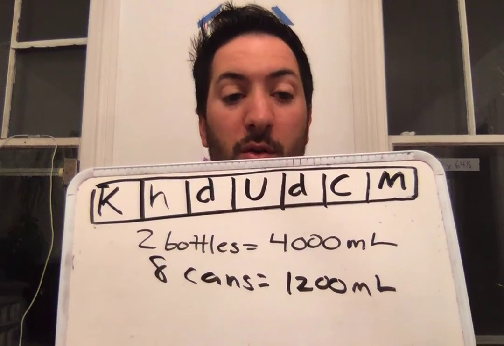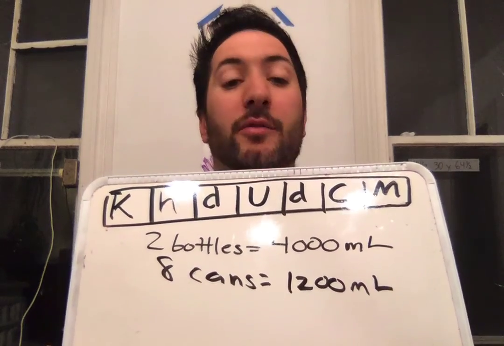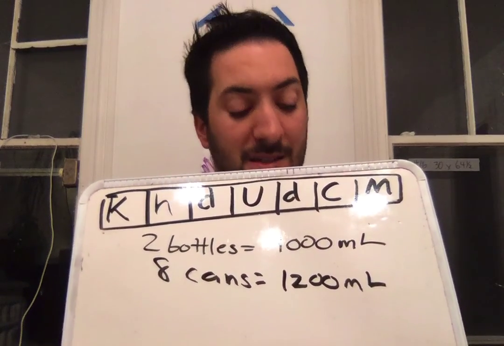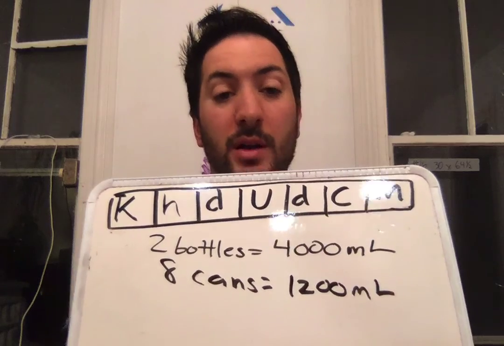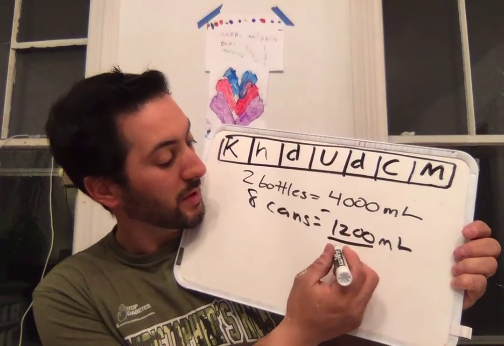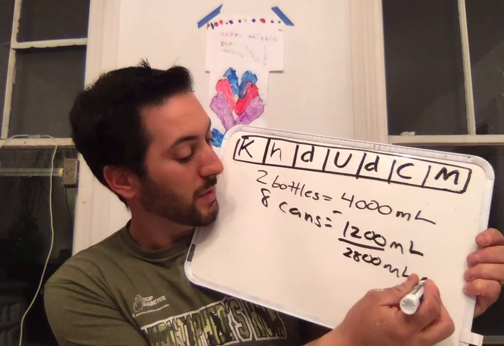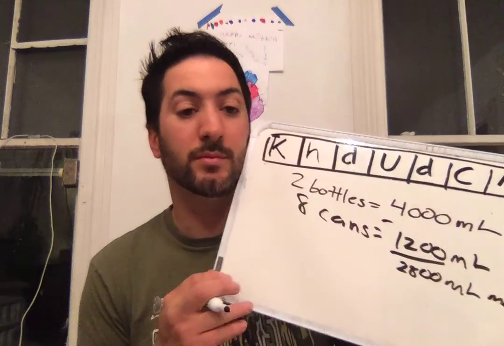Okay, so it's asking you which one holds more, 2 bottles or 8 cans. 2 bottles obviously holds more, but it says by how much. So we would write our first part of our answer, 2 bottles. Second part of our answer, how much more. How much more is just a simple subtraction problem. 4,000 minus 1,200 equals 2,800 milliliters more. So you have 2 answers: the bottles, and then 2,800 milliliters more.